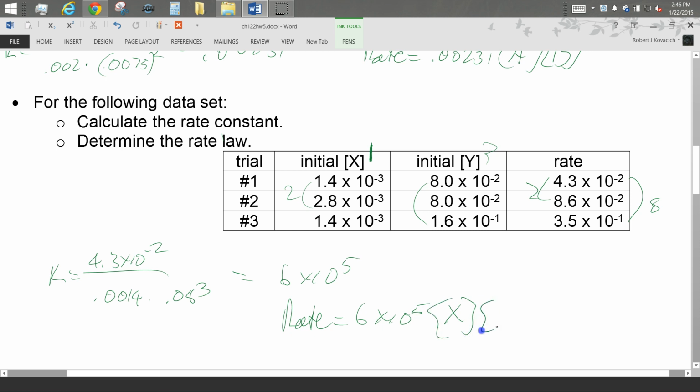X, y to the third. And there's my rate law. So once I have the rate law, like, so who cares? What's it for? What's the purpose of getting one of these things?